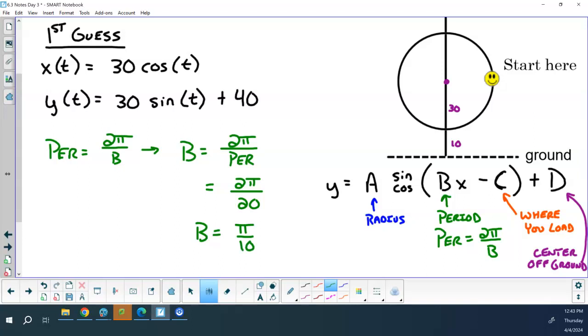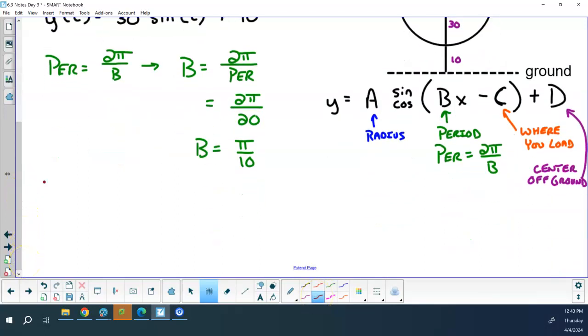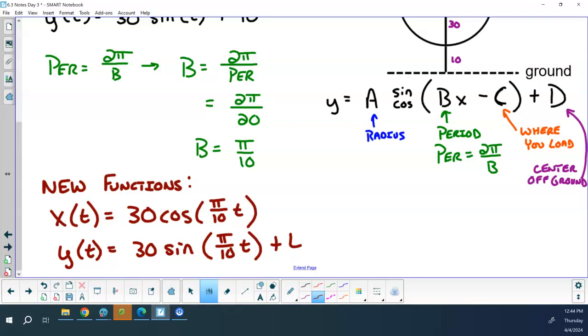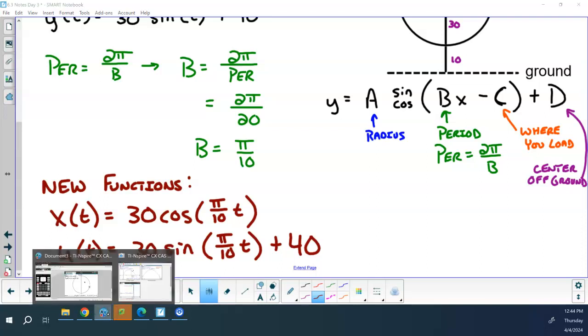Okay. So our new functions now that we've adjusted those: x of t is going to equal 30 cosine of pi over 10 t. Added the b value. y of t is going to equal 30 sine pi over 10 t, then plus 40. The best part is, because we already inputted it, we don't have to go and redo a whole brand new one. We can just tweak the one that we have.